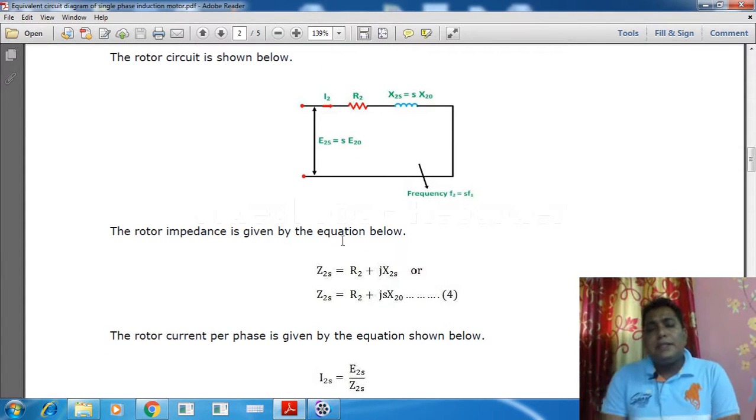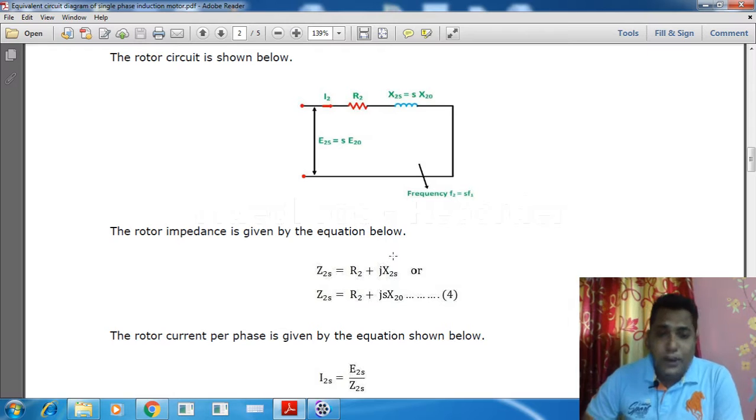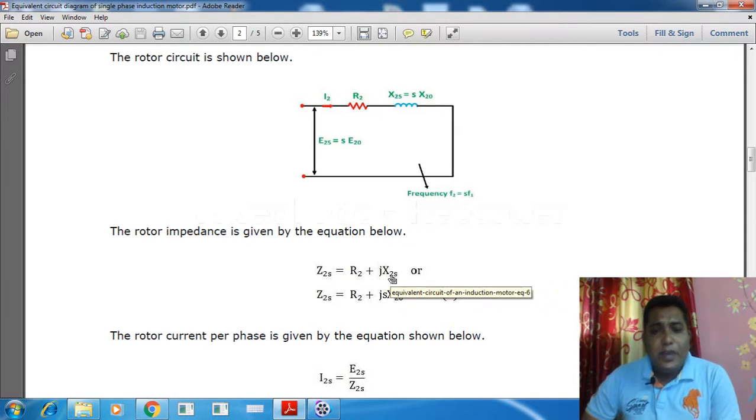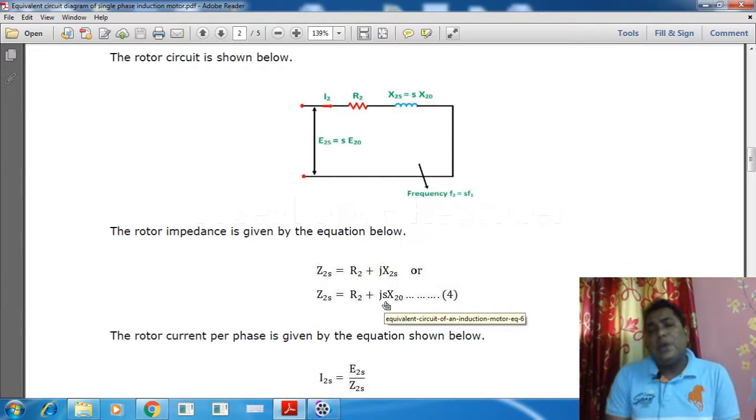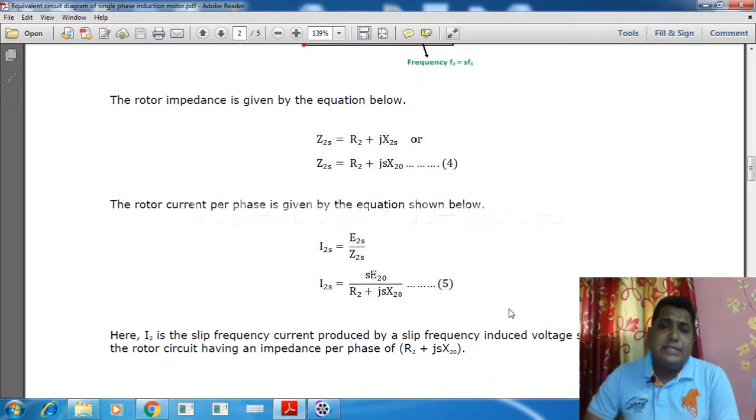So what is the rotor impedance? The rotor impedance is given by Z2S is equal to R2 plus jX2S. If we want to change this X2S in terms of X20, we have to introduce the slip, so R2 plus jS X20. Now the rotor current per phase is given by a very simple equation, Ohm's law: I2S is equal to E2S by Z2S.